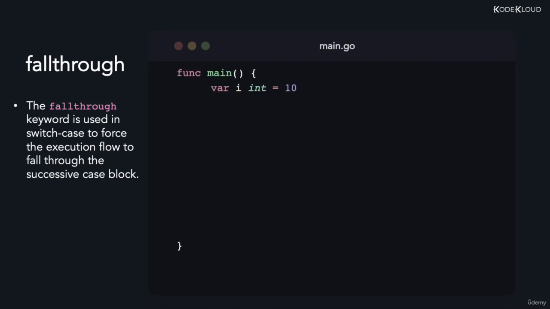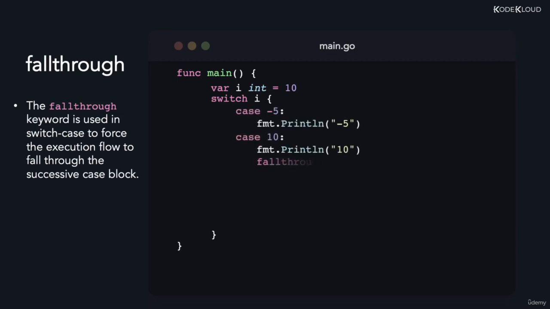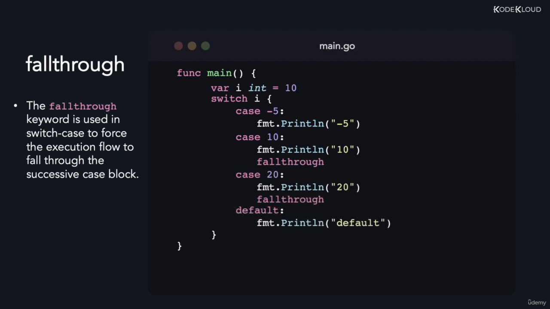So we're going to again initialize an integer variable with the value 10. Again, the switch case expression depends on the value of the variable I. And we're going to write multiple cases now. So first we write case -5, case 10, case 20, and the default case. Let's see what happens. So we know that the value of the variable I is 10. So case -5 is of course not going to execute. Well, case 10 does execute and we get 10 in the output.